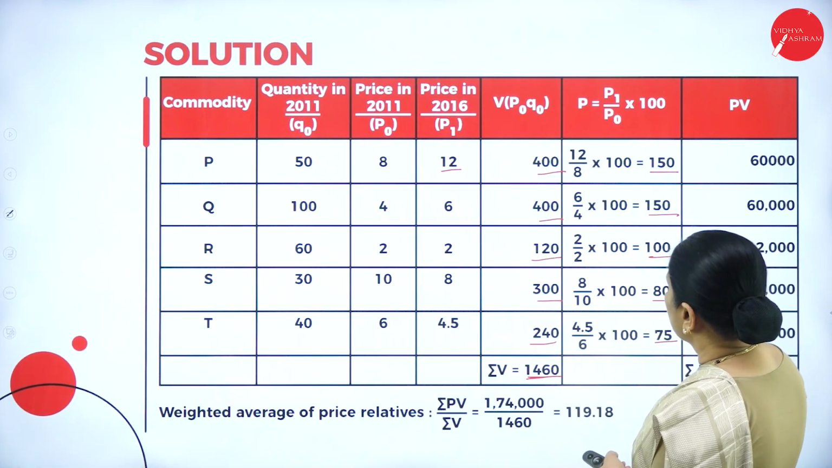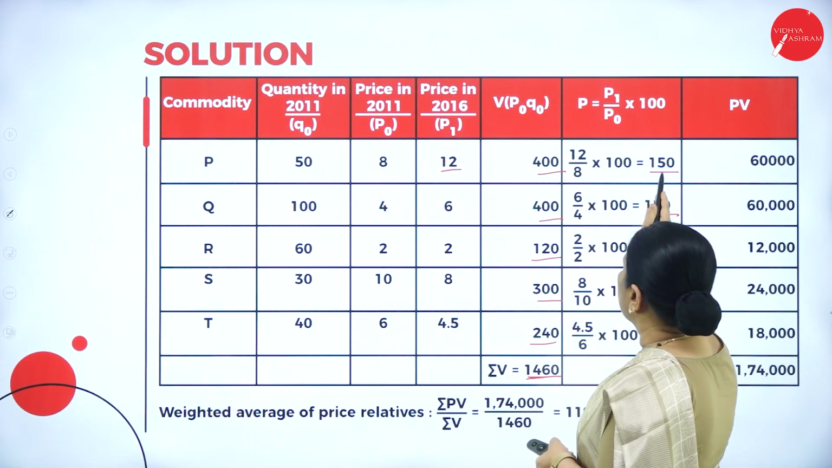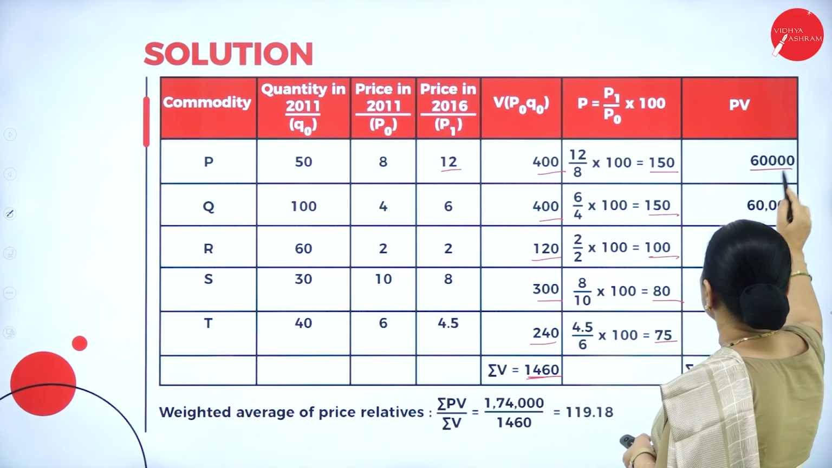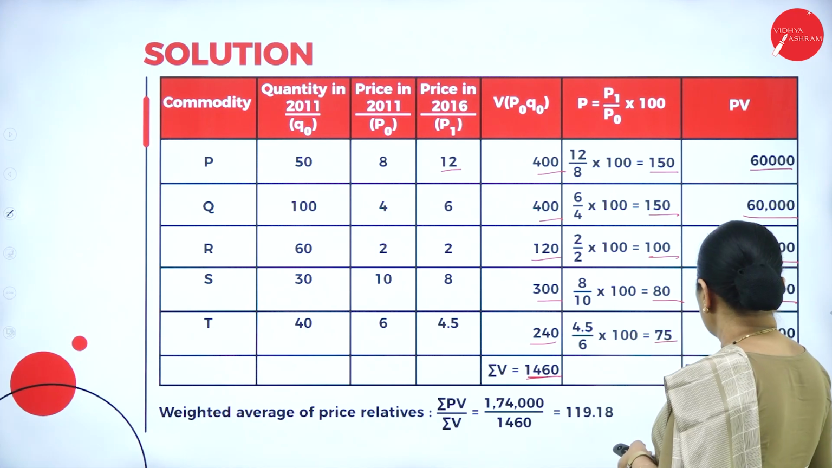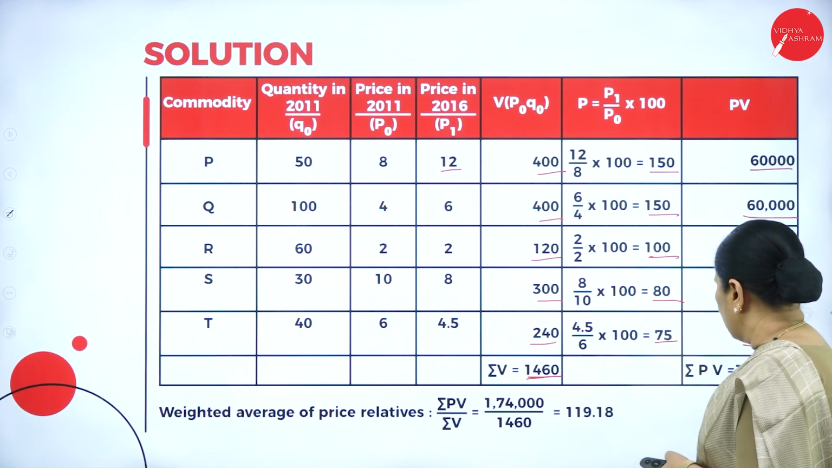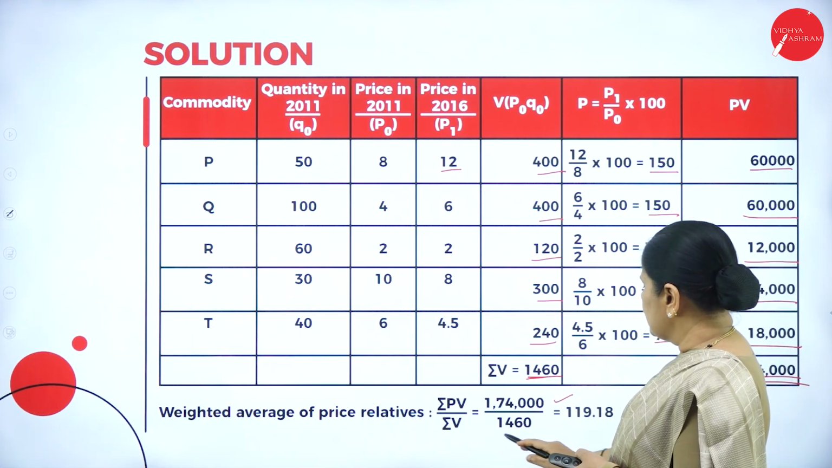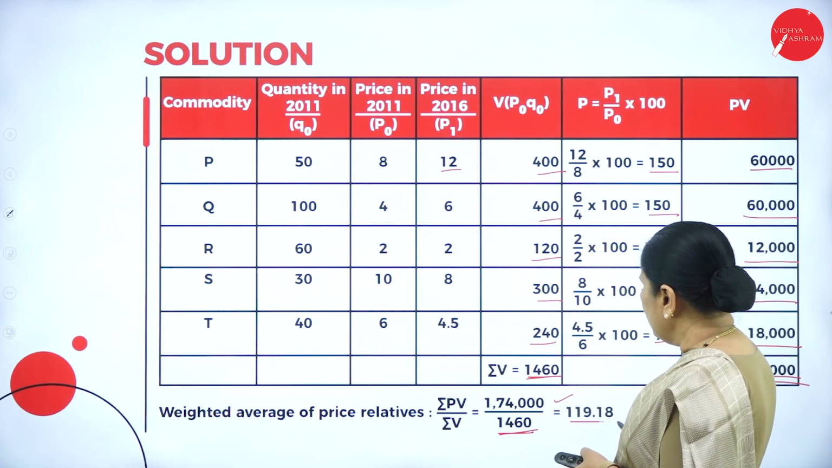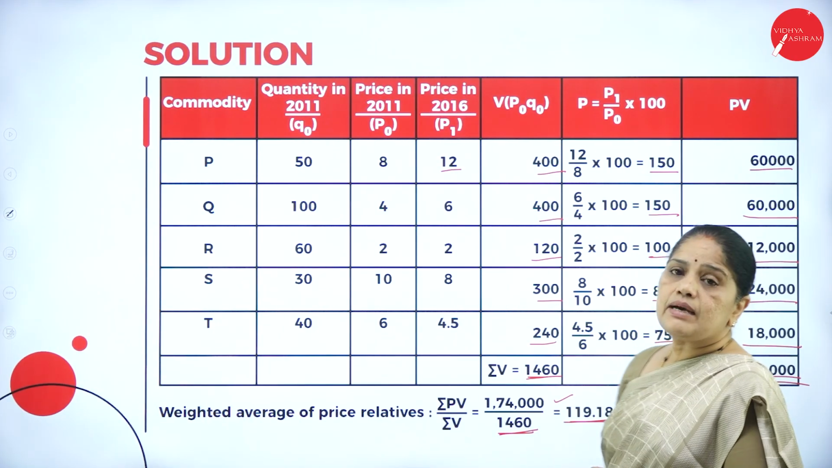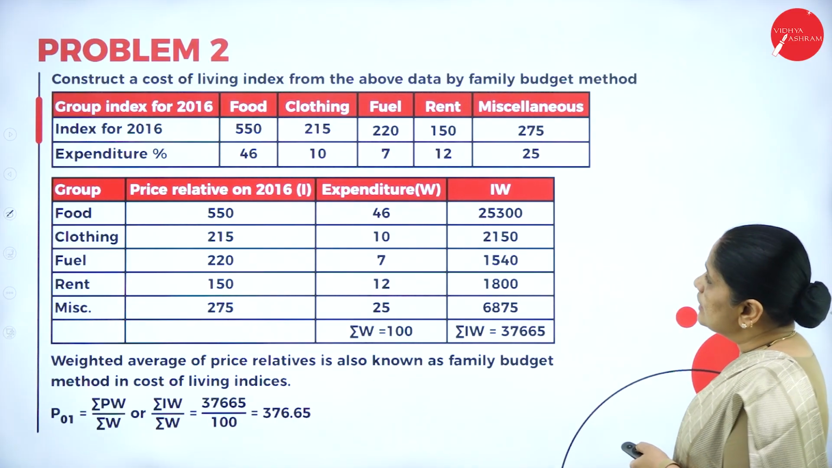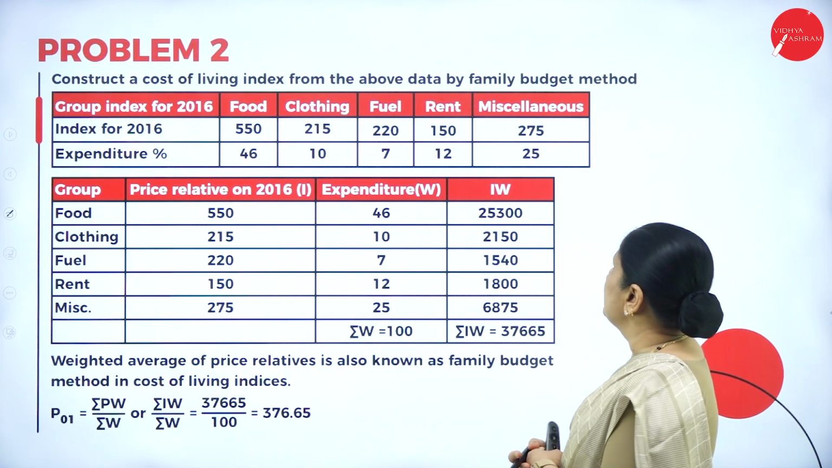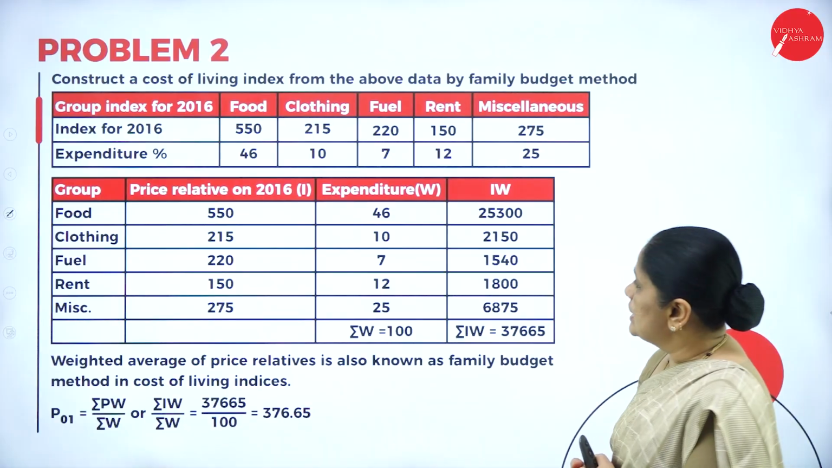Now, next will be P into V. 150 into 400, 60,000; 60,000; 12,000; 24,000; 18,000. So, summation PV equals 1,74,000 divided by summation V. We get the price index number as 119.18.